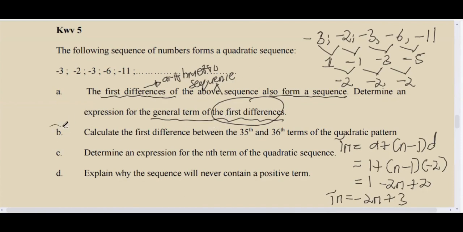Then B says calculate the first difference between the 35th and the 36th terms of the quadratic pattern. When it comes to maths, you have to ask yourself, why is it that they're asking me this question after I just determined the expression of the general term of the first differences?